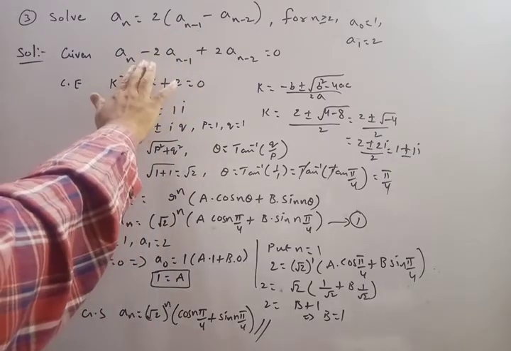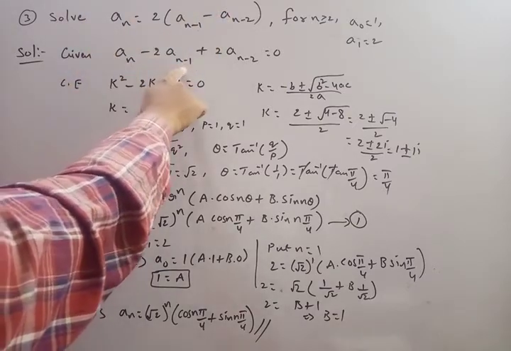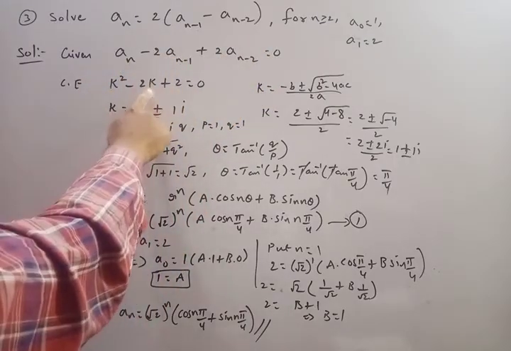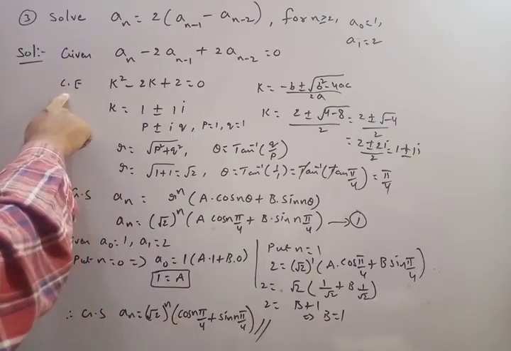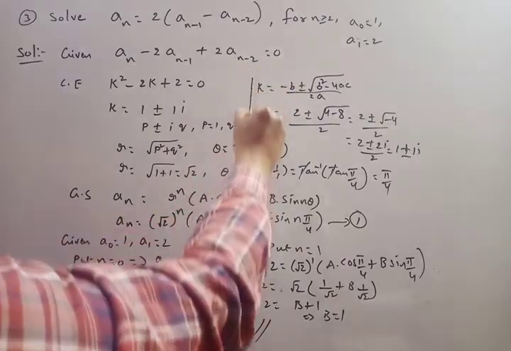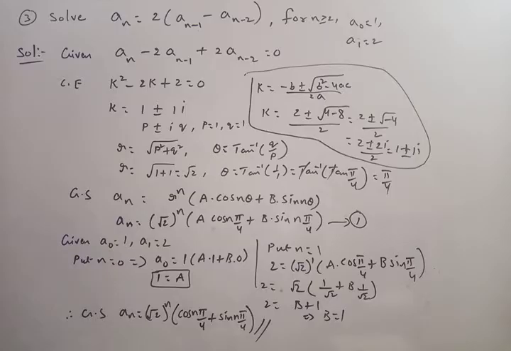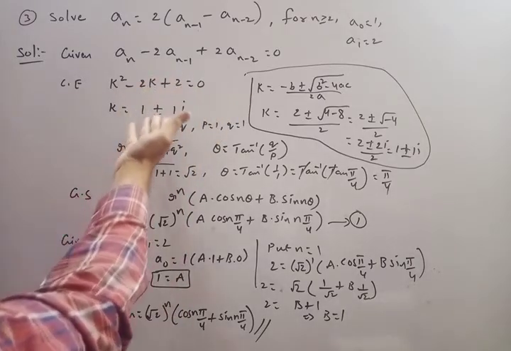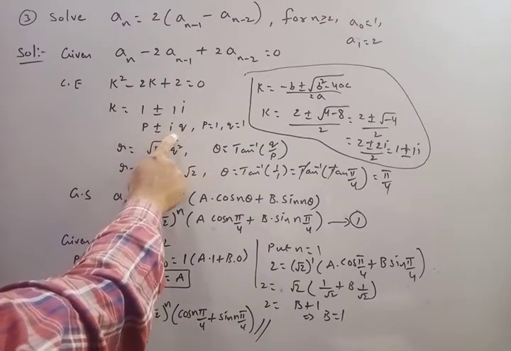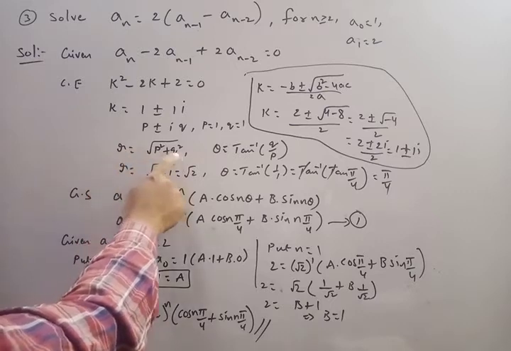See here, what we have to do: first we brought all terms to one side, correct? Then this is in the order n minus 1, n minus 2. So in place of an you take k square, then 2k plus 2, the characteristic equation, right? Then roots are not possible, so I took the formula: k is equal to minus b plus or minus square root of b square minus 4ac by 2a, or if you have a calculator, use the calculator. I got 1 plus or minus 1i. This is in the form of p plus or minus iq. p is equal to 1, q is equal to 1.